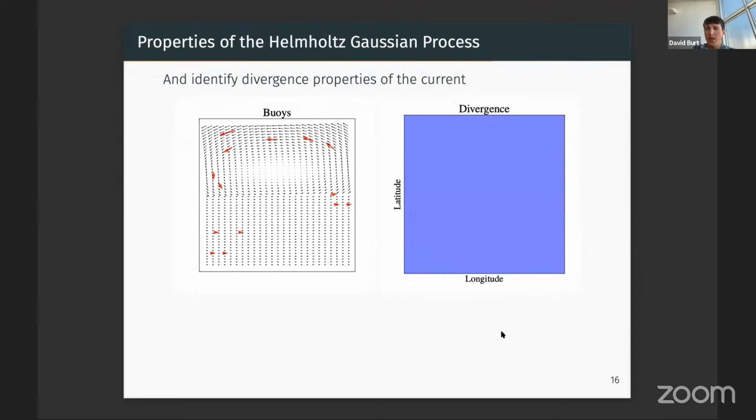The other thing we're interested in, as well as predicting currents, is identifying divergences. So here we have, again, this slightly more complicated simulation where we have this vortex on the top and a straight current on the bottom, which, as we discussed previously, has a zero divergence if we calculate the divergence of the field.